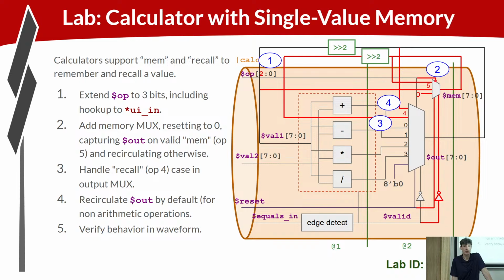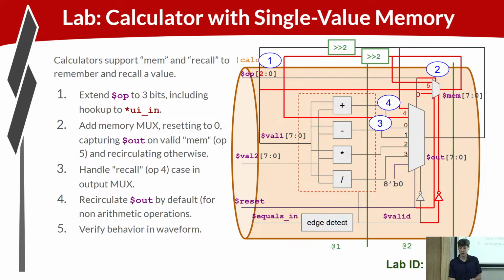Should I talk this through one more time? Okay. I'll just talk it through one more time to be sure. So I'll do these in order, right? So we extend the operation to 3 bits to support the additional operations, which are encoded as 5 for mem operation, 4 for a recall. We need to add the memory mux.